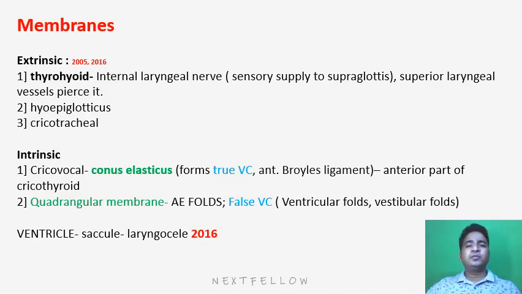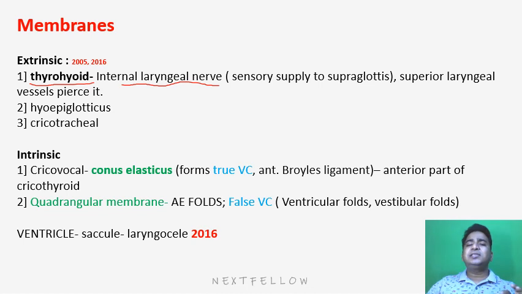Now, what are the membranes of the larynx? See, there are extrinsic and intrinsic membranes. Extrinsic, by the name itself, suggests the membranes lying outside the framework of the larynx, and intrinsic membranes are the membranes lying inside the larynx. So what can be the extrinsic membranes? The first one is the thyrohyoid, that means the membrane connecting the thyroid cartilage and the hyoid bone. So that is the outer part, the thyrohyoid membrane, and it is supplied by the internal laryngeal nerve.